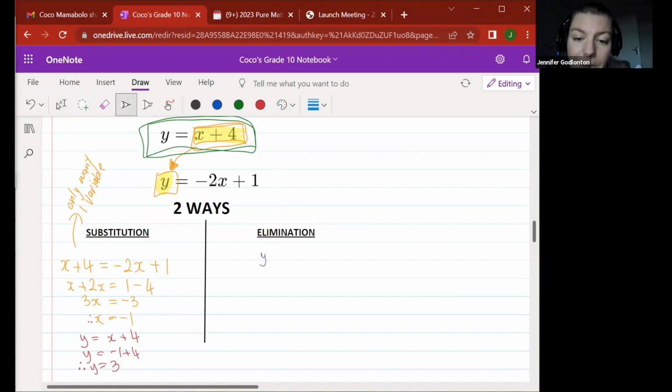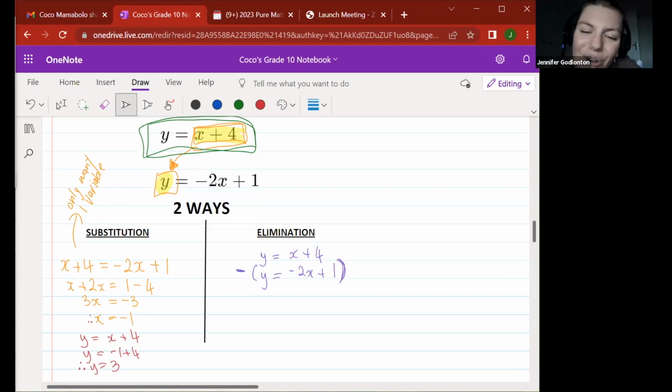Okay, for elimination, we write out both equations. Okay, and our goal is to eliminate one of the variables. So in this case, because our y's are the same as each other, they are both 1y, we're going to try and eliminate our y's. So I'm going to minus this whole equation.